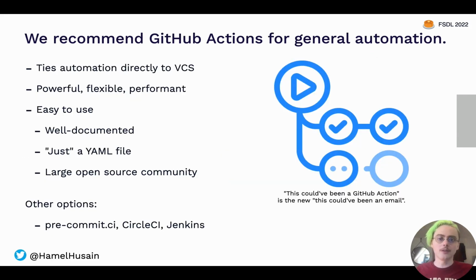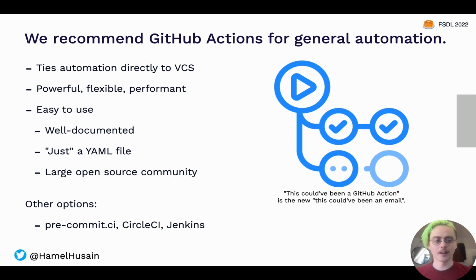So the tool that they use and that we recommend is GitHub Actions. This ties your automation directly to your version control system, and that has tons of benefits. Also, GitHub Actions is really powerful. It's really flexible. There's a generous free tier. It's performant. And on top of all of this, it's really easy to use. It's got really great documentation. Configuring GitHub Actions is done just using a YAML file.